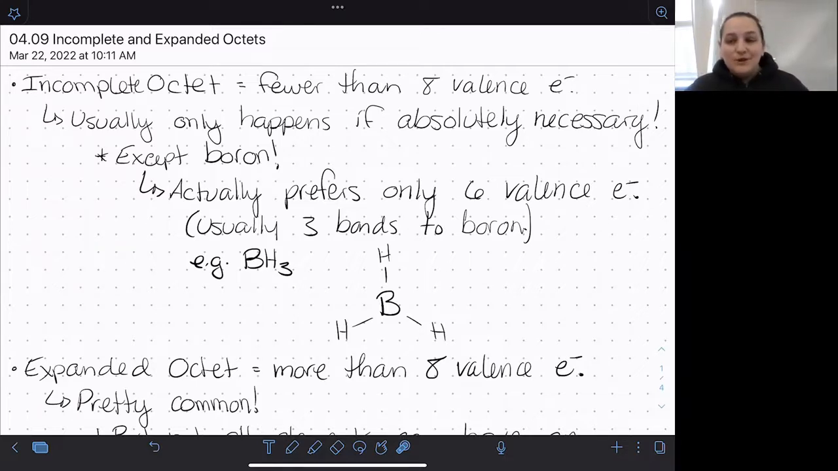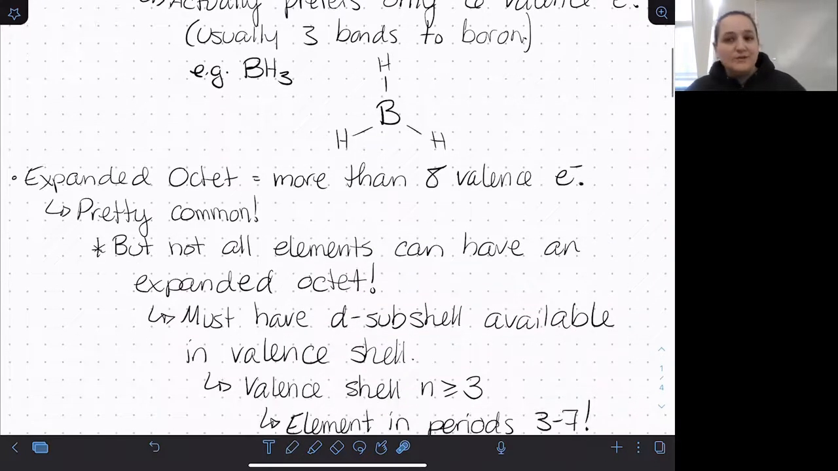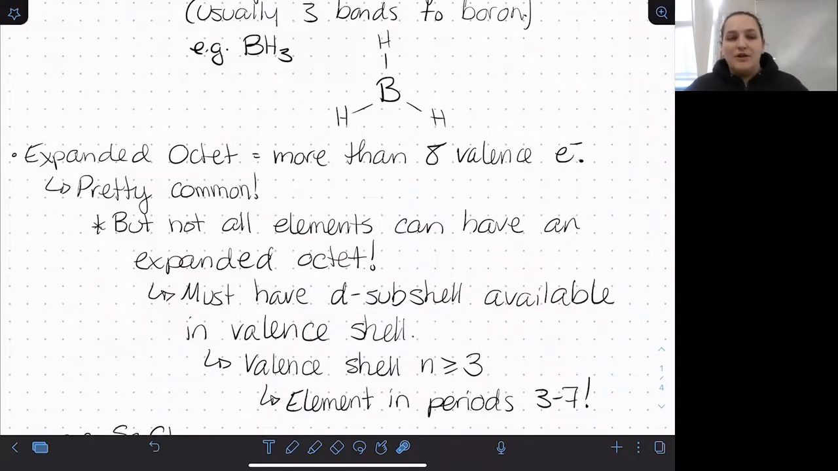What you will come across much more commonly is known as an expanded octet of more than 8 electrons. We've been talking a lot about this octet rule, but many elements can and regularly do have more than 8 valence electrons. For many things, 8 is more like a minimum than a specific requirement. So you will see expanded octets pretty commonly. But it's not always possible. Not all elements are capable of having an expanded octet.